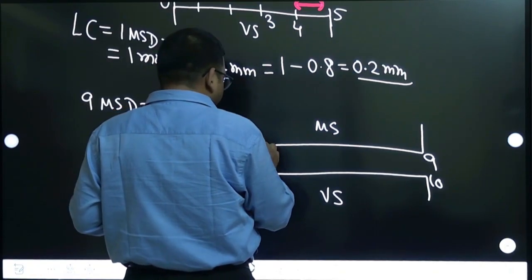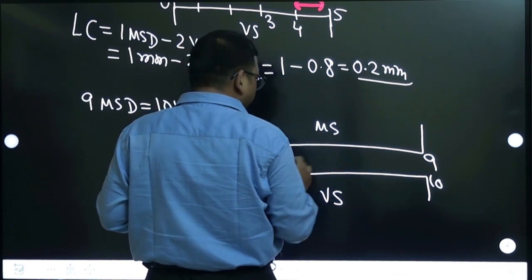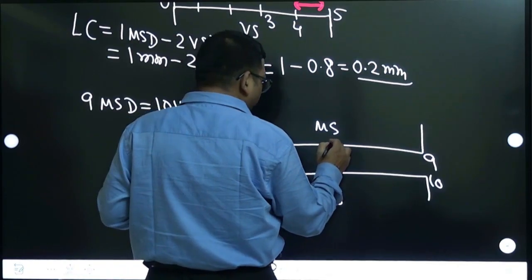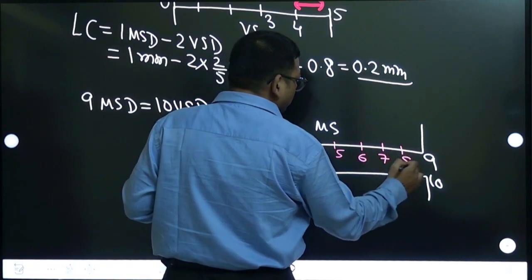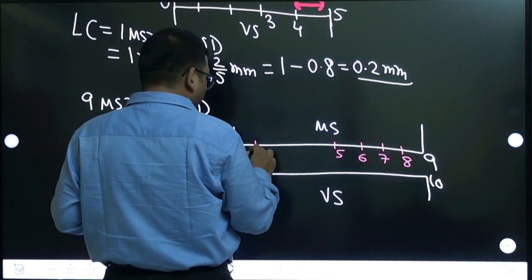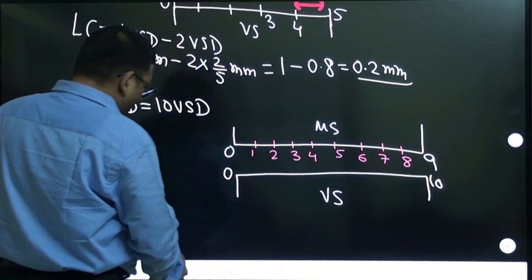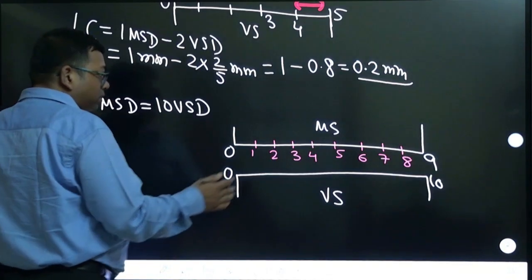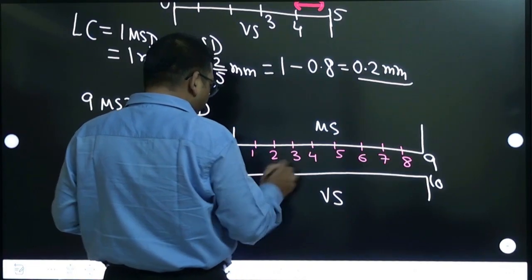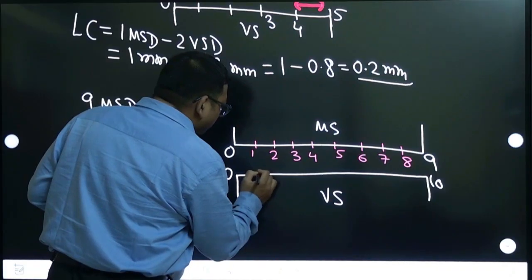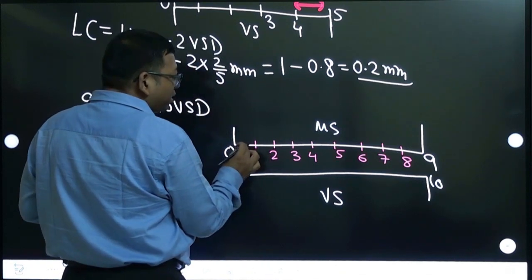So let's say this is 1, 2, 3, 4, 5. In between, exactly 4.5 will come, right? So maybe 5 will be here, 6, 7, 8, 9 will be there, and here 1, 2, 3, 4, like this it will be there. What about this? This is 10 divisions. So note that 1 will be coming a little bit away from here, a little bit larger. Which is larger? One main scale division is larger than one vernier division.